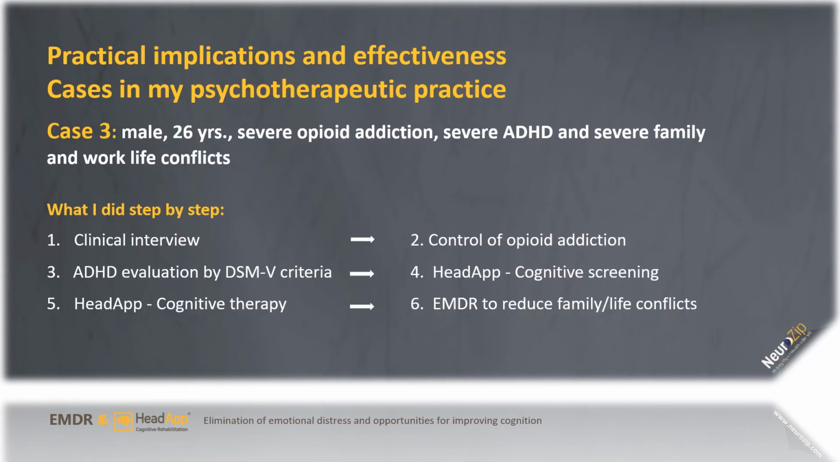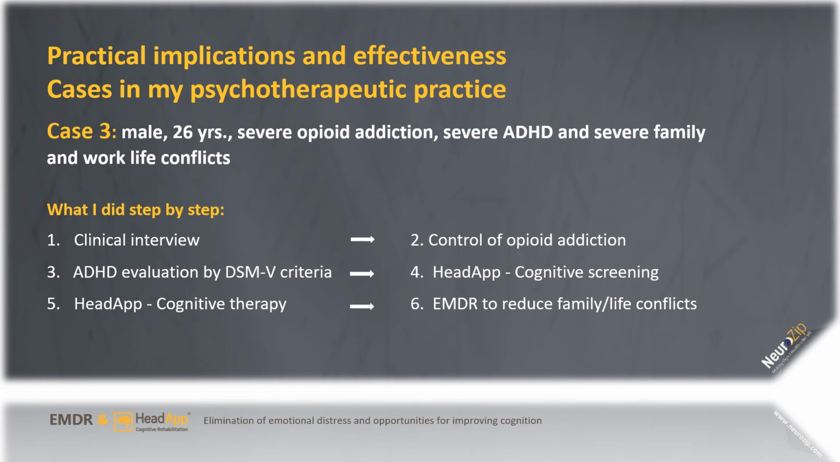This case is about a 26-year-old white male who had severe opioid addiction, severe ADHD, and severe family life and work issues that involve conflicts. Because this is a more involved case, we've chosen to present you with a quick overview of all the steps that I did, and then go back and explain in greater detail what each of those steps involved.